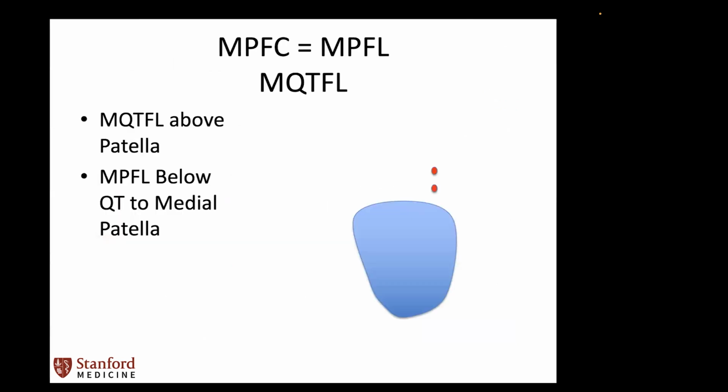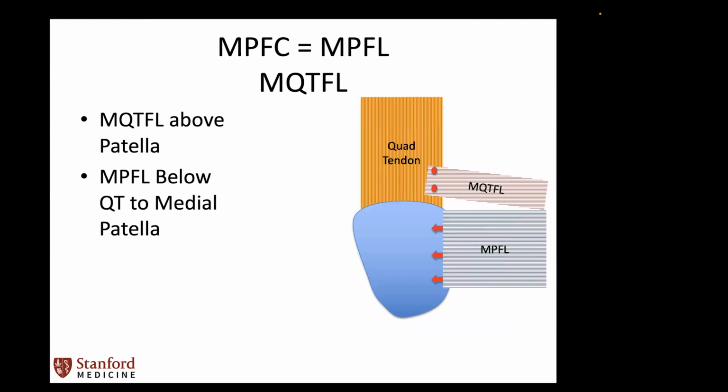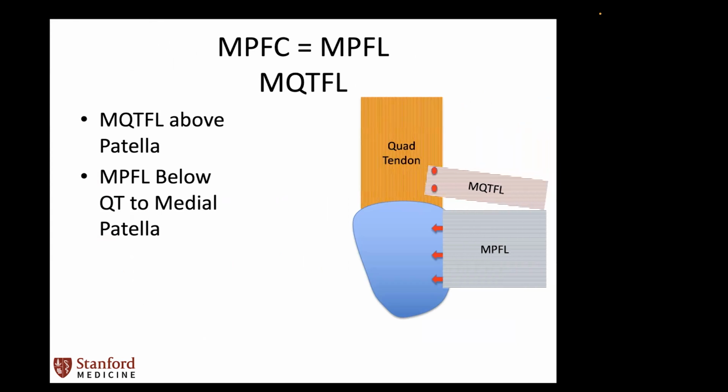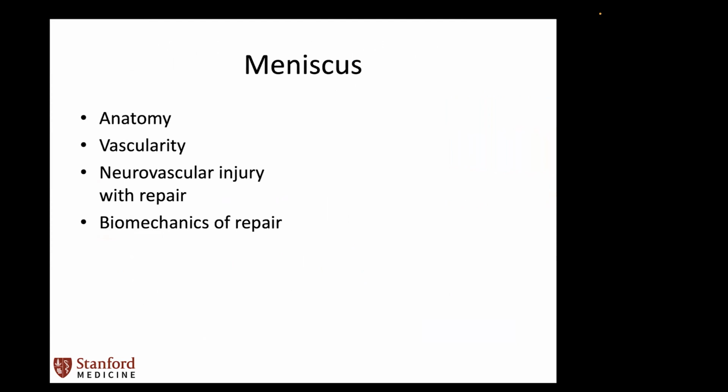So I've now changed my approach for patellar stability. I still do the MPFL like I've done in the past, but I'm now adding an MQTFL. I add another graft above that, and I sew that into the quad tendon above the patella to more completely duplicate the anatomy. So MQTFL and MPFL, above and below.